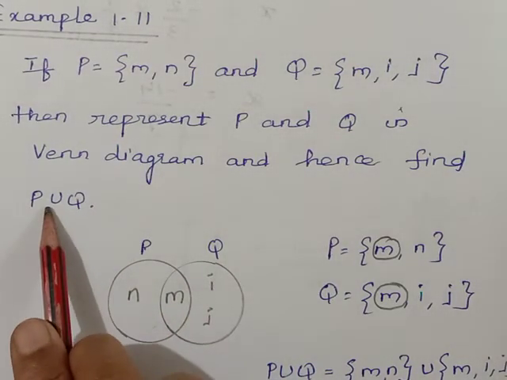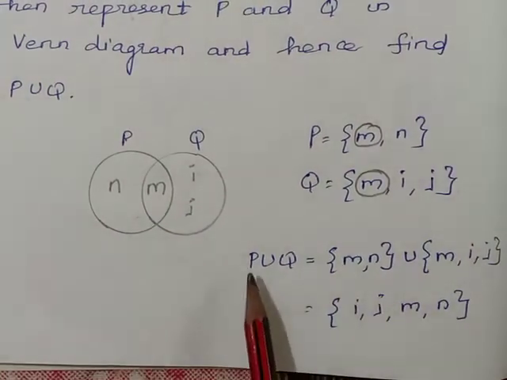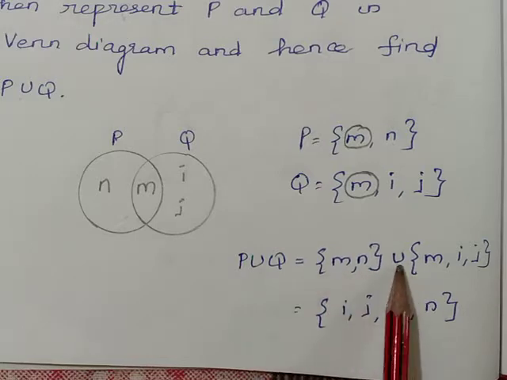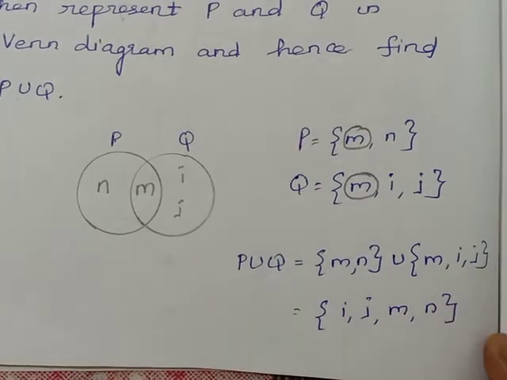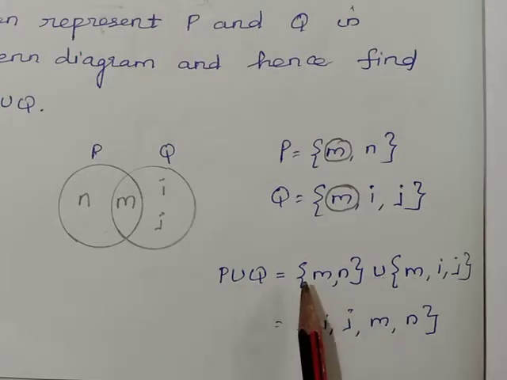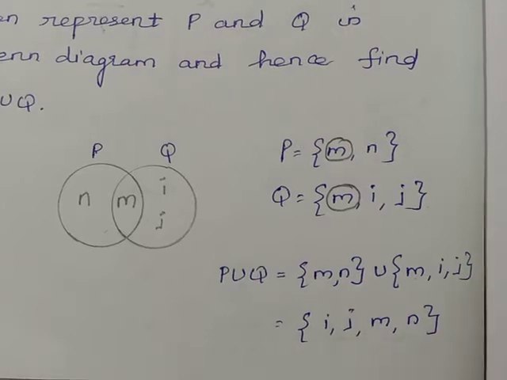And also they are asking us to find P union Q. So P union Q is equal to M, N union M, I, J. Union means the relationship between P and Q is union. We want all the elements, with repeated ones written only once. So the values are I, J, M, N.